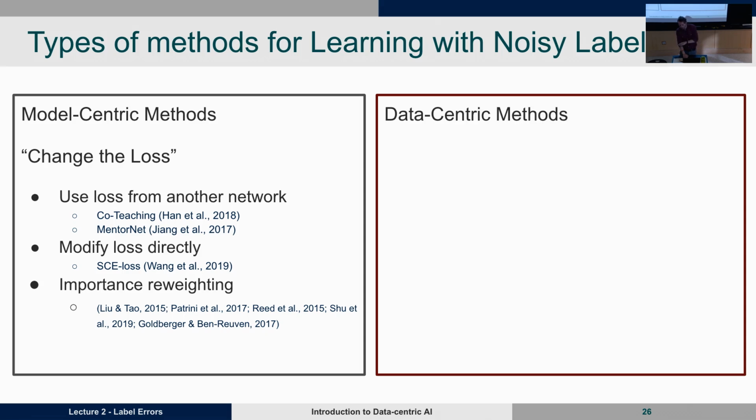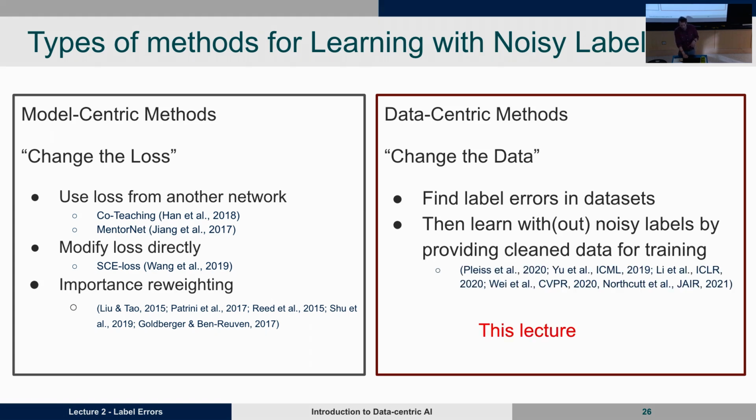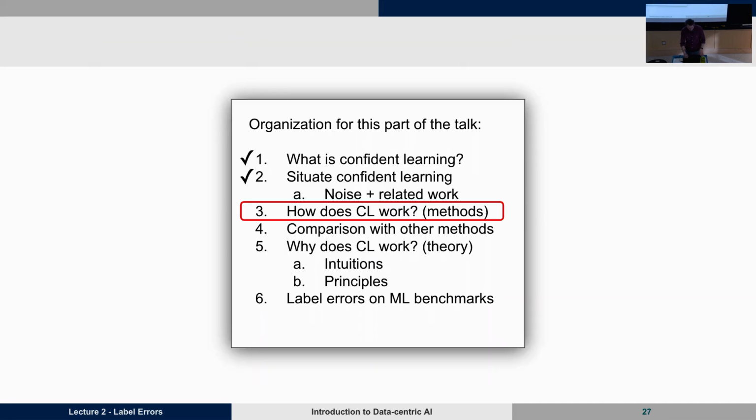Let's look at the data-centric methods. So in data-centric methods, we're going to alter the data set. And we do that by finding the errors and then removing them or fixing them and then training on a clean data set. Okay. All right. So it's a lot of details. I'm just making sure we're grounded.